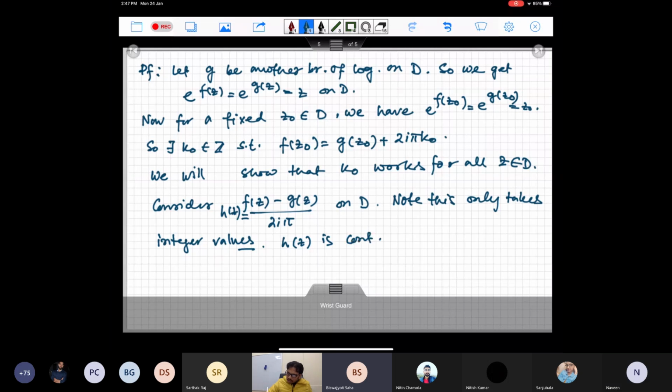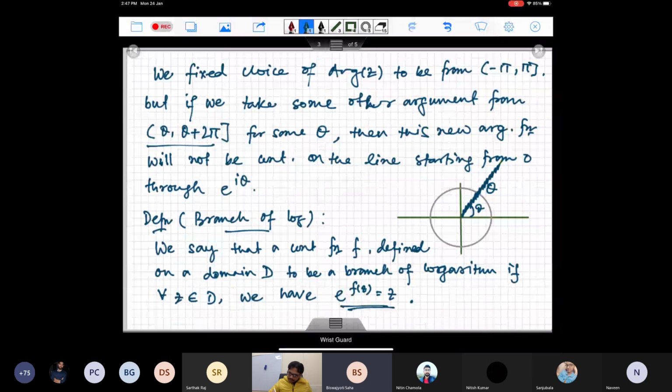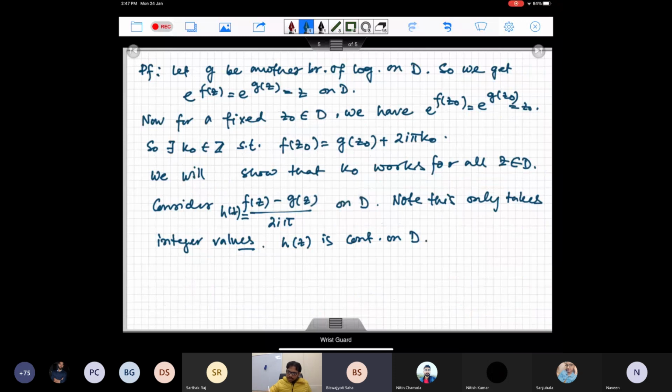It is also continuous on D, because f and g both are continuous, right? They are branches of logarithm, so by the very definition of a branch of logarithm, I must have a continuous function. So h is continuous. Now D, I started with a domain, so D is a connected set. So what can I say about h of D?